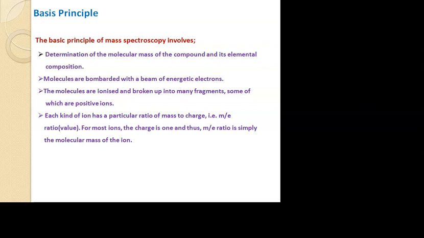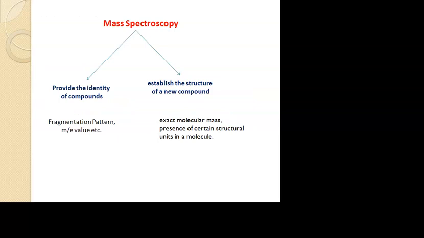When we bombard a beam of energetic electrons, the molecules are ionized and broken up into many fragments, some of which are positive ions, and these positive ions are recorded. This is called the m/e ratio, or mass to charge ratio. Mass spectroscopy has two kinds of vast applications. It provides the identity of a compound through its fragmentation pattern and m/e values.